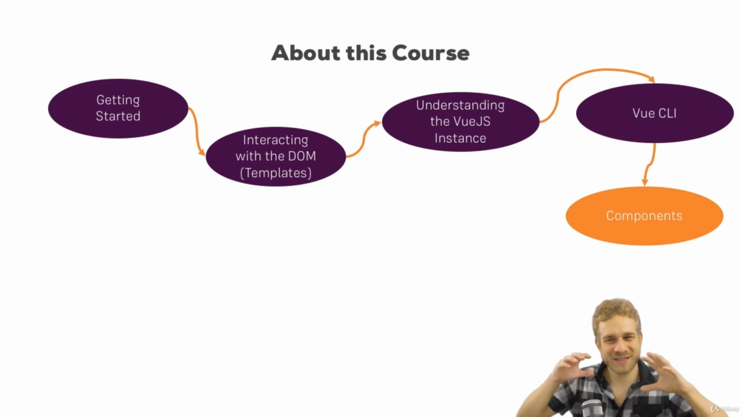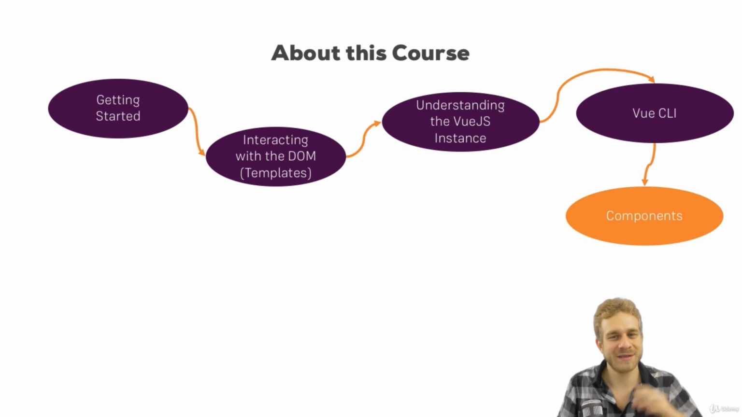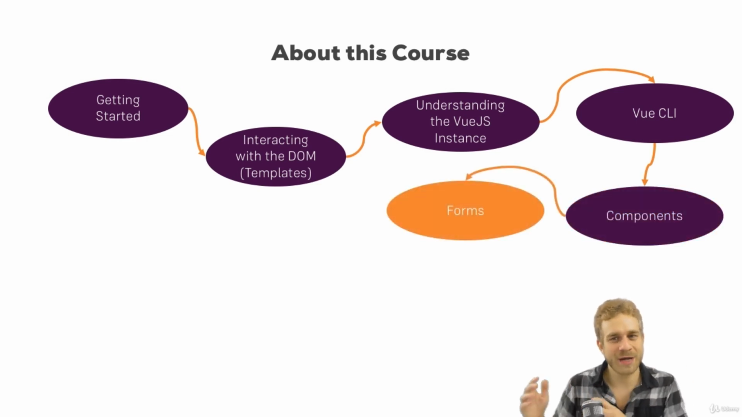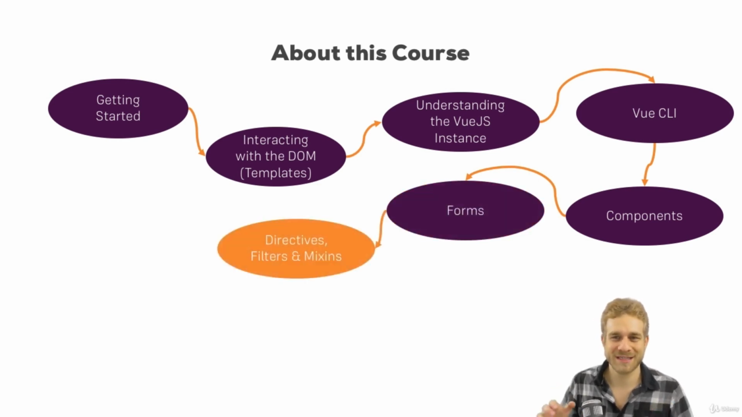Well, with all these core features being set, we will then have a look at forms. How can we handle user input? How can we use different form elements? And how can we create our own form control? Thereafter, we'll have a look at directives, filters, and mixins. What are all these things? How can they help you? How would you use them in your application?